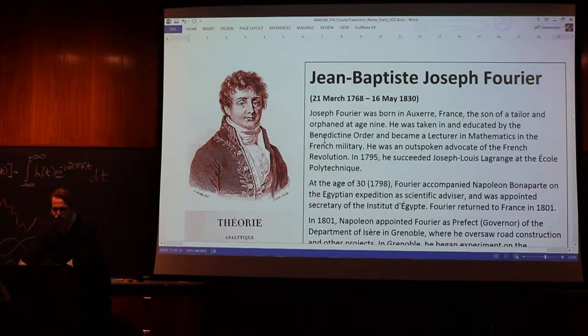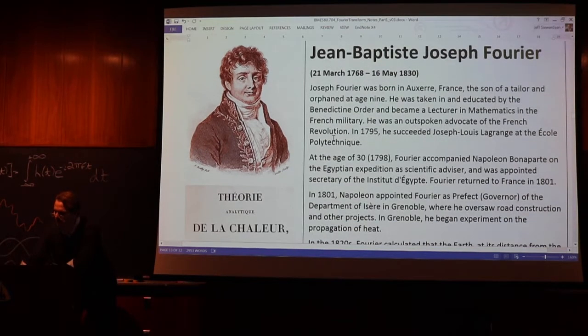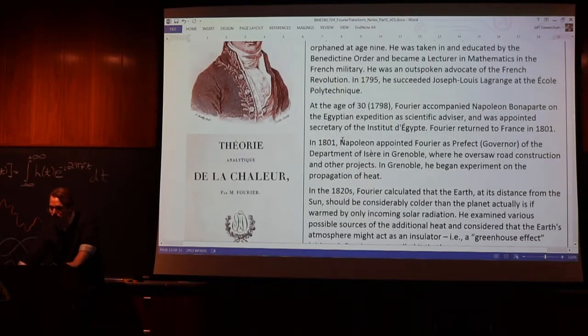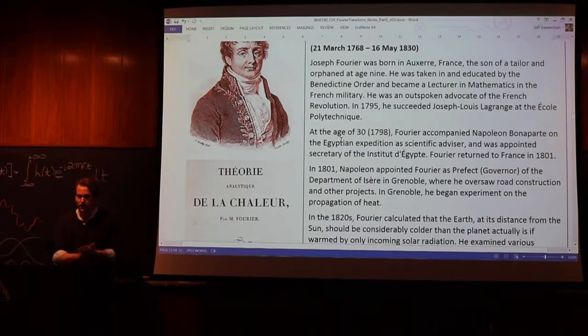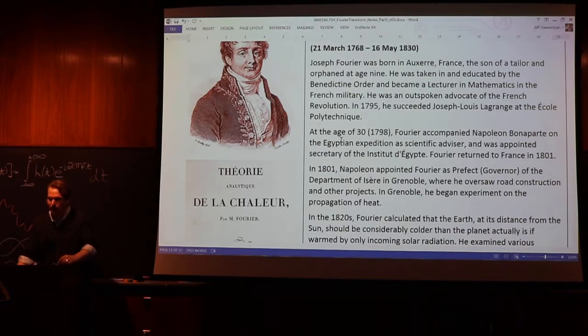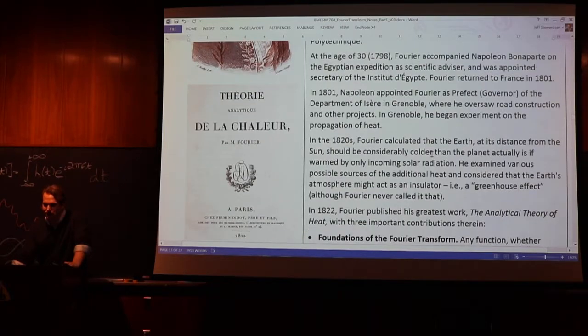All right, well, who is this Fourier guy anyway? And no one should ever pronounce it Fourier. There. He was French. He was born in 1768. He was an orphan. He was raised by Benedictine monks. He was a little bit of a political radical, and he supported the outspoken advocate of the French Revolution. At the age of 30, he accompanied Napoleon Bonaparte as a scientific advisor on Napoleon's campaign in Egypt. And we'll see that had a long-standing effect on Fourier's life.